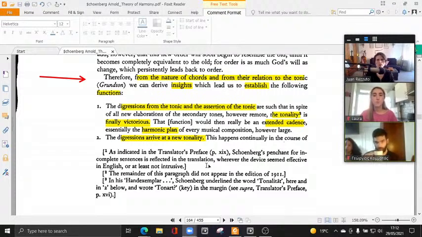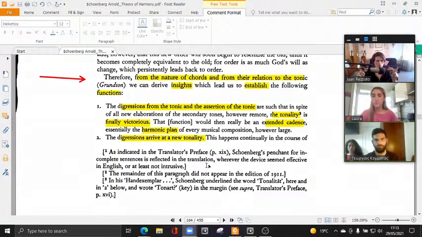1. The digressions from the tonic and the assertion of the tonic are such that in spite of all new elaborations of the secondary tones, however remote, the tonality is finally victorious. That function would then really be an extended cadence, essentially the harmonic plan of every musical composition, however large. So he says, let's go back: in spite of all new elaboration of the secondary tones, the tonality is finally victorious through the cadence.